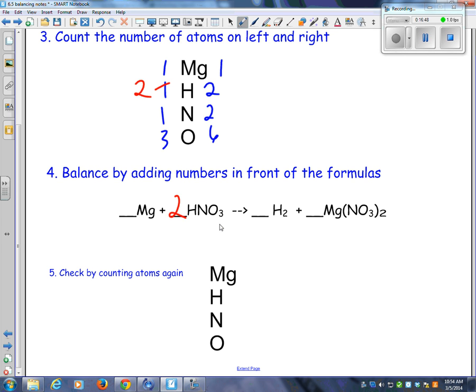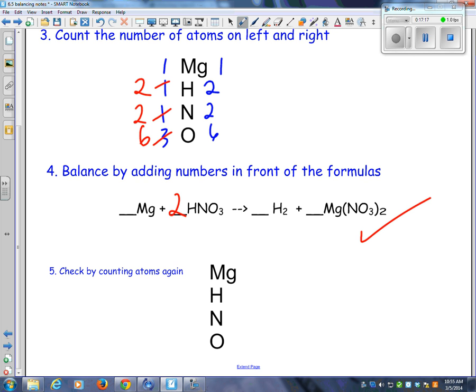Well, I wanted to change the H. It changes the N's and it changes the O's, right? So now I have how many N's? Oh, well that worked out good, didn't it? How many O's do I have now? Over here. I got 6. Am I done? Is it balanced? 1 and 1, 2 and 2, 2 and 2, 6 and 6. Done.